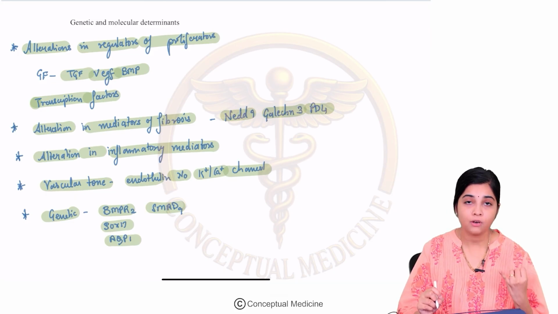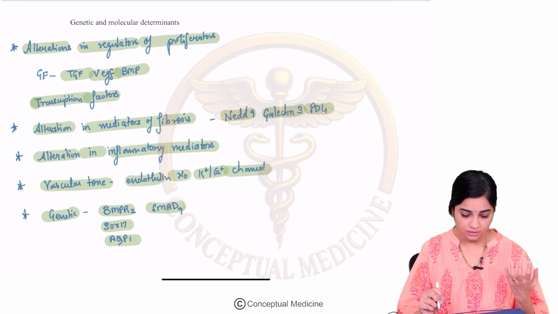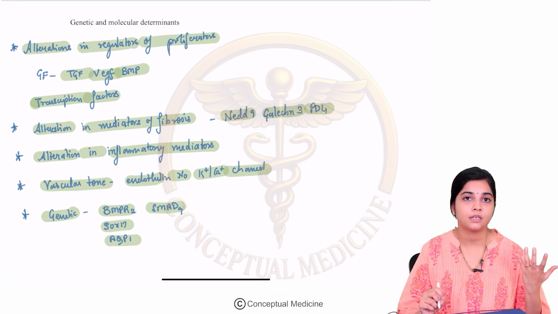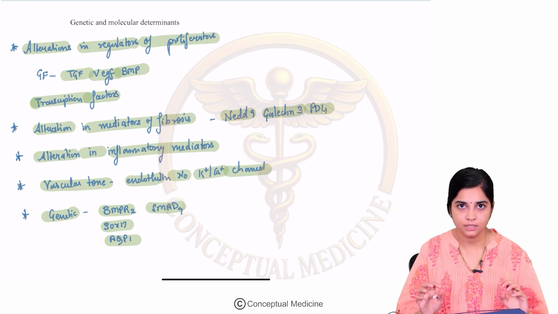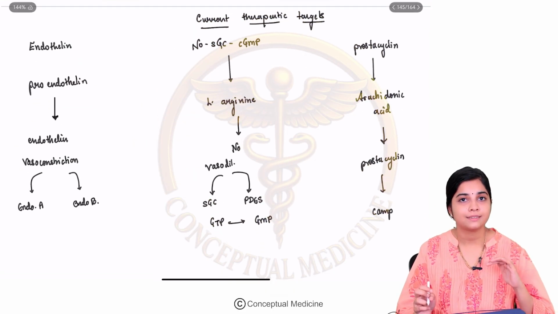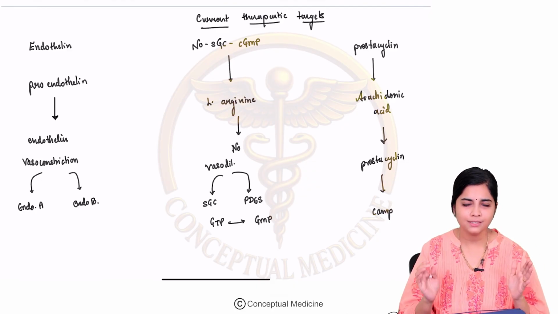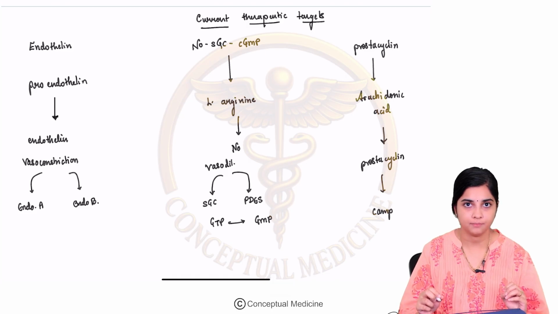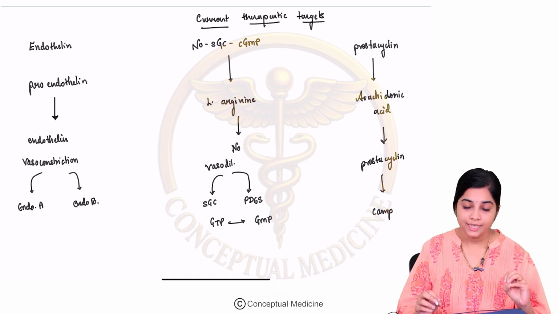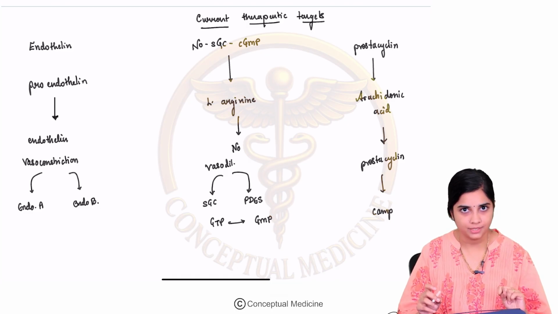So there can be alteration in the regulation of proliferators, alteration in the mediators of fibrosis, alteration in inflammatory mediators, alteration in the molecules which are associated with the vascular tone, and genetic factors. Clear? Now, we will be looking at this particular slide again, but before we move on to the clinical features and so on, let us understand how the treatment of pulmonary hypertension is changing. There are certain targets which we have identified for the effective treatment of pulmonary hypertension.